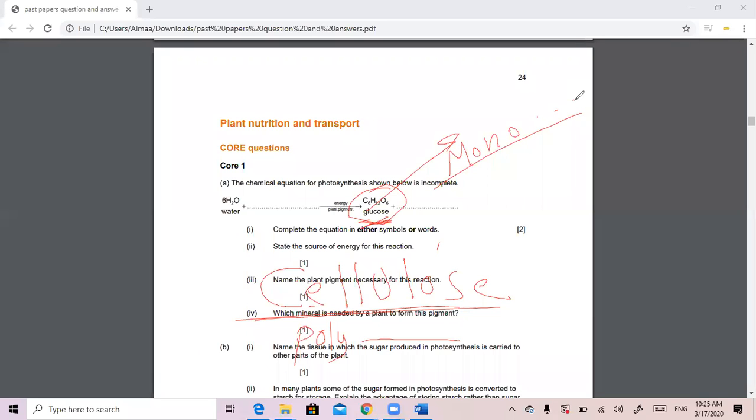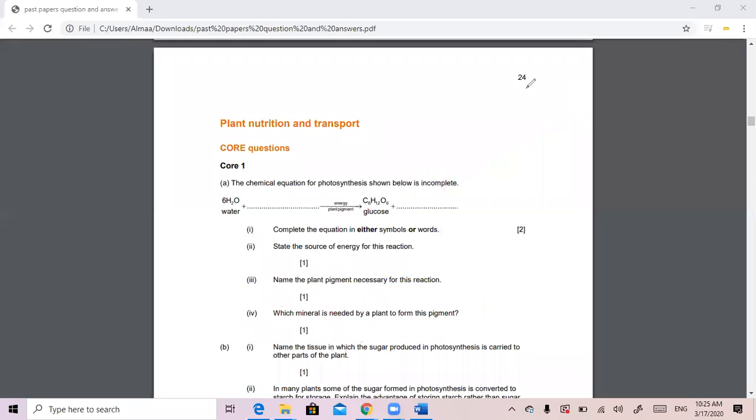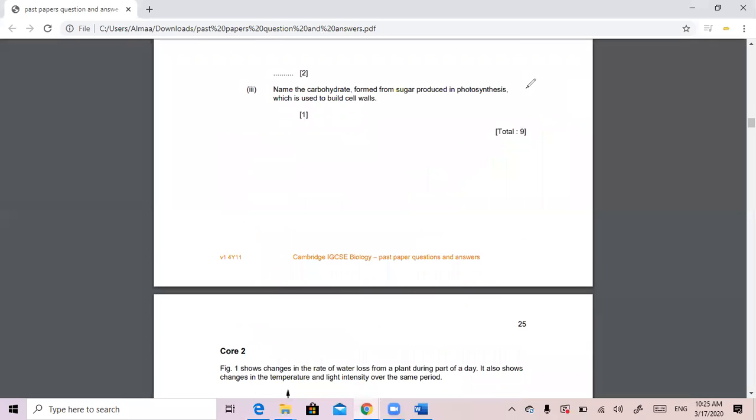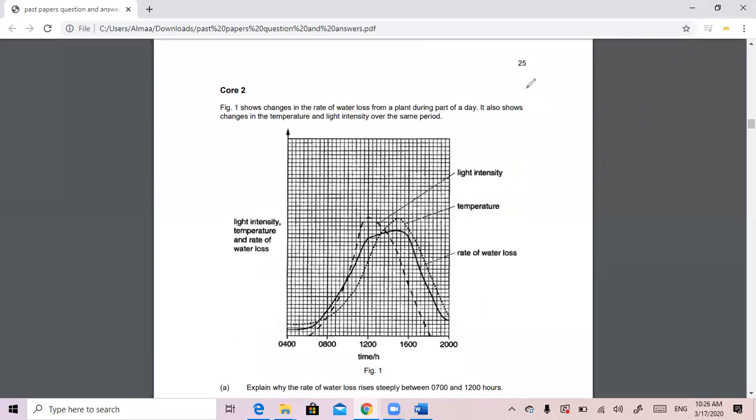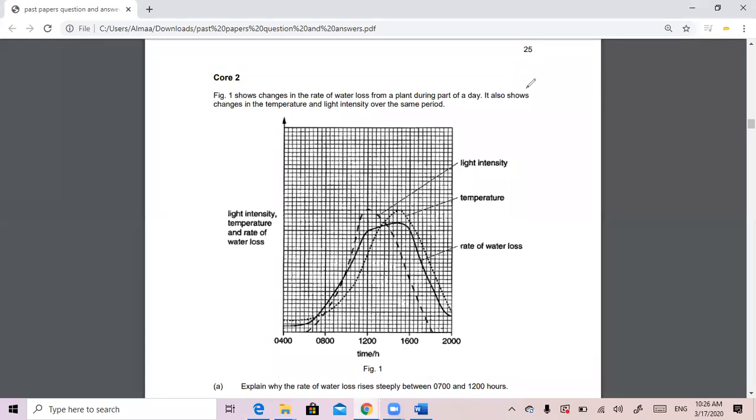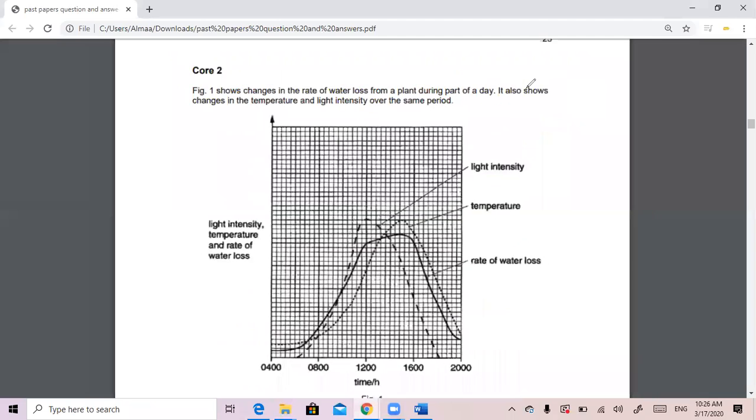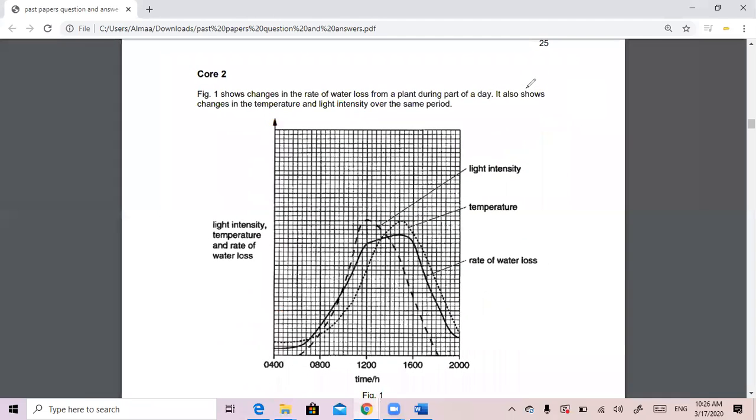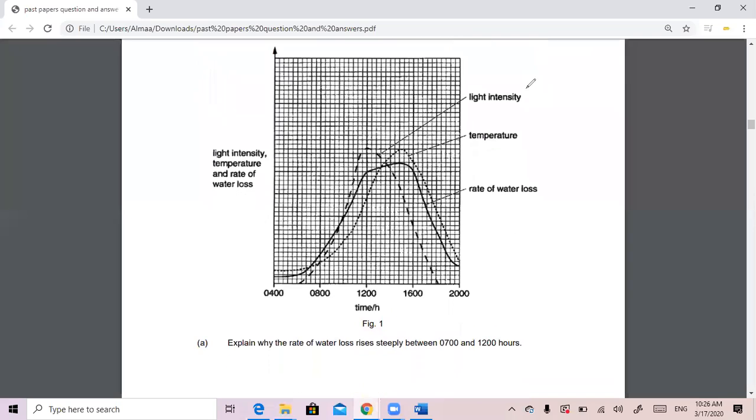Now, we go to another question. That's a kind of question about practical work or a graph. The figure shows changes in the rate of water loss from a plant during the day. It also shows change in the temperature and light intensity over the same period. That is the light intensity.